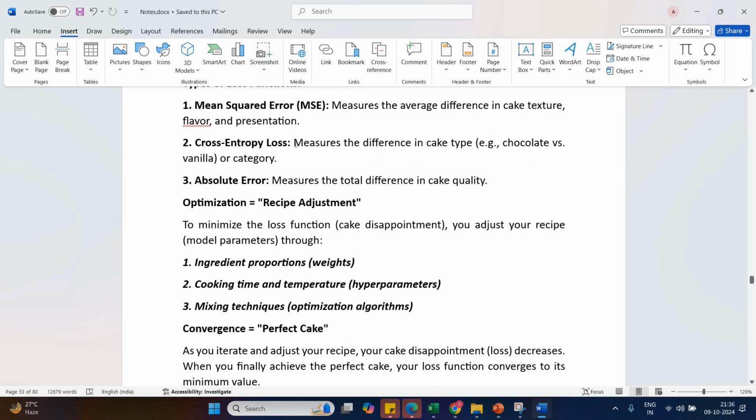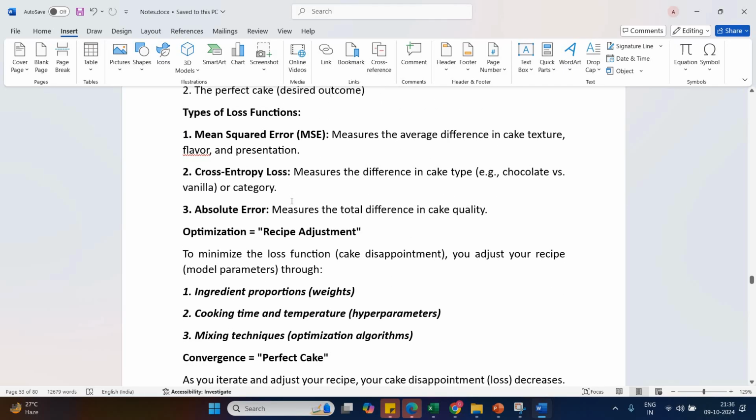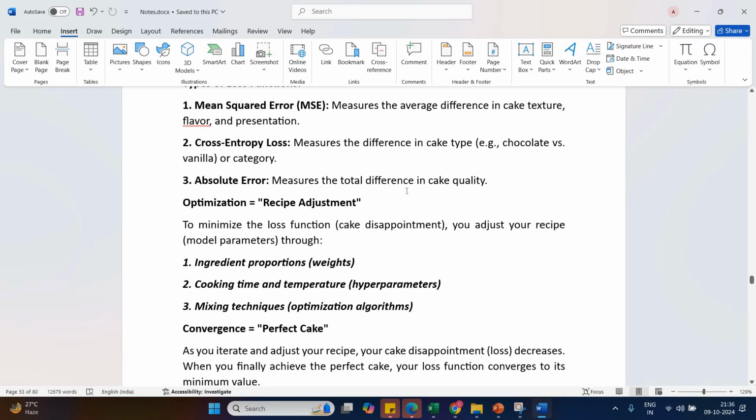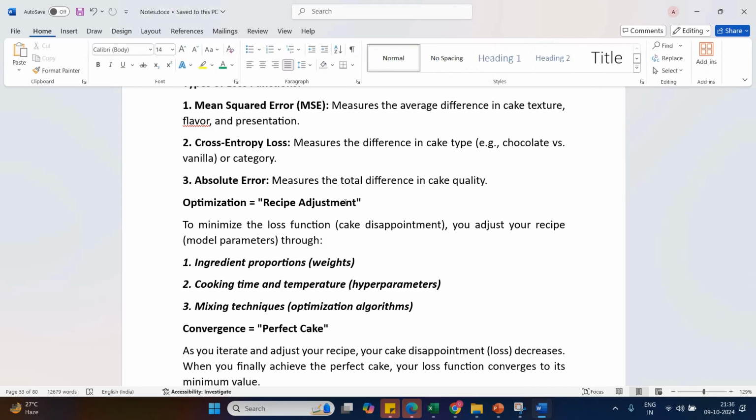Then the cross entropy loss. What does it mean? We will understand all these things in the coming videos when we see the mathematics around it. Okay. Then comes the cross entropy loss. It measures the difference in cake type, like chocolate versus vanilla, or you can see, I wanted to make this category of cake, but I just made something else, right? So this is all about deciding the category. And then the absolute error, which measures the total difference in cake quality. In all senses, how much we have deviated from the ideal cake that we want to make, that is known as the absolute error.